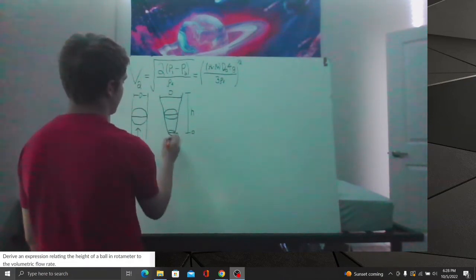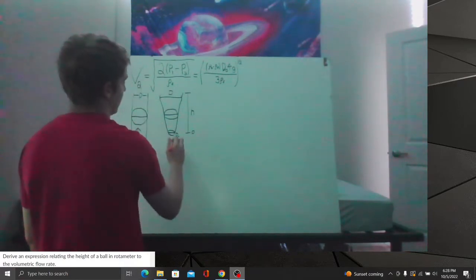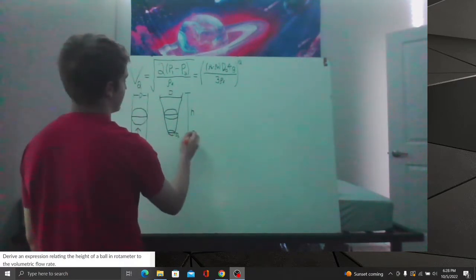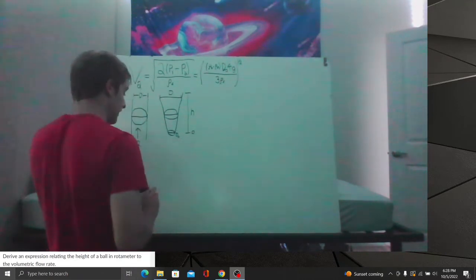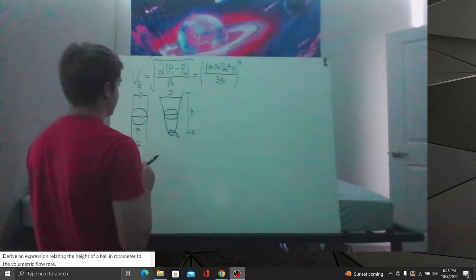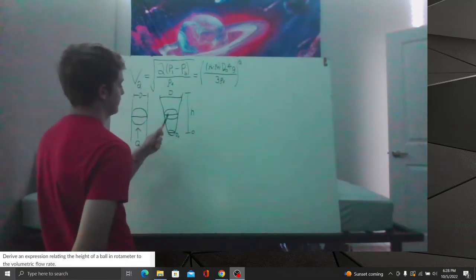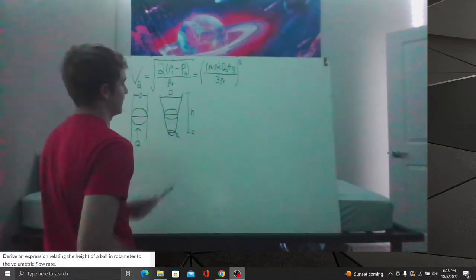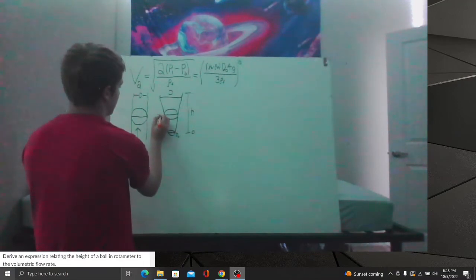And that ball will have a diameter of d naught, which is the diameter at 0, so the ball will fill the rotometer at that height. Then we will have some flow rate Q pushing that ball up through the rotometer. And we're going to call this point here point 2, and that will come into use later.